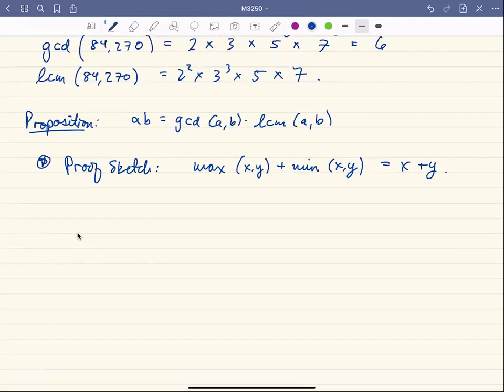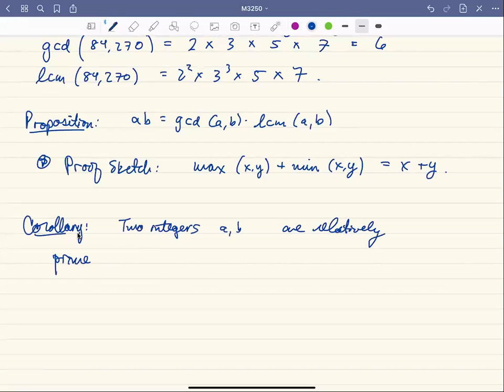Okay. In particular, as a corollary, two integers a and b are relatively prime if and only if the least common multiple of a and b is the product a times b. And I'll let you think about the proof there and why that should work.